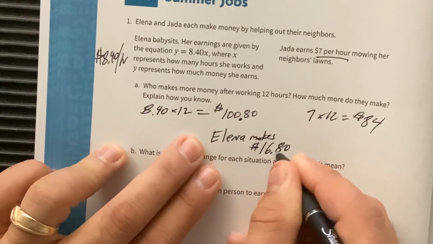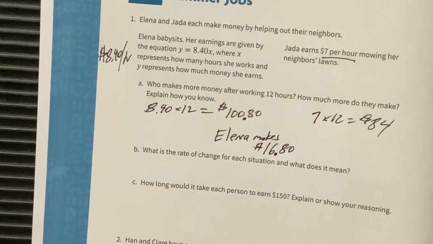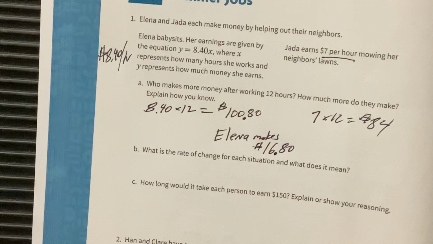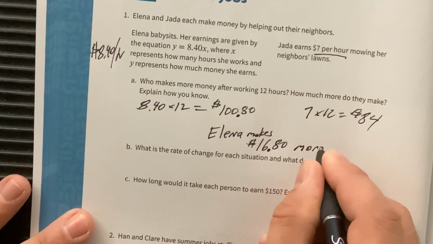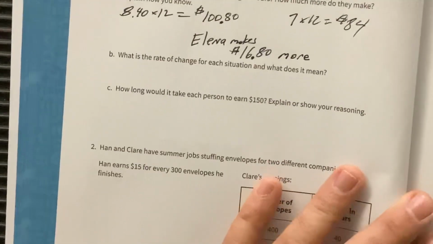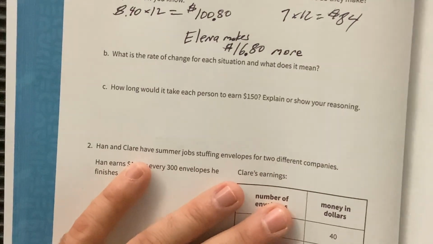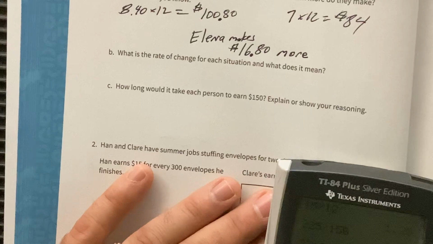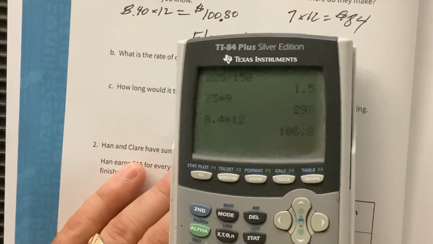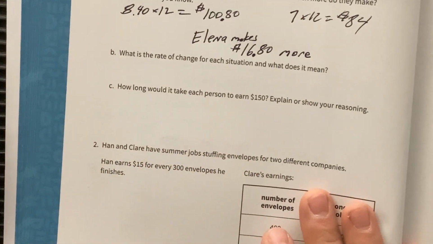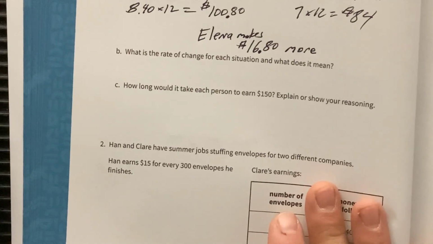Make sure when you're doing these, it is money. Don't put 0.8 on your paper. Our money system does have 2 decimal points. So Elena made $16.80 more. Did anybody confirm that, or we just believe in Gavin today? It's right there. 8.4 times 12. That's what we're questioning. Believe you. $100.80, that's right. All right, rate of change, the slope, the constant of proportionality.